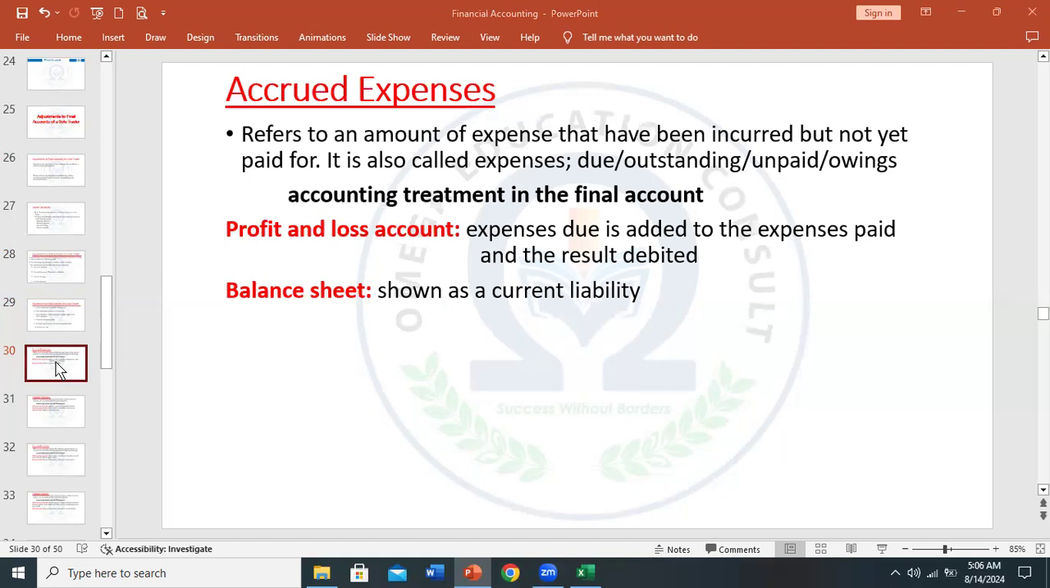Yes, please. Accrued expenses refers to an amount of expense that has been incurred but not yet paid for. It is also called expenses due or outstanding or unpaid or owings. Accounting treatment in the final account. Profit and loss account: expenses due is added to the expenses paid and the result debited. Balance sheet: shown as a current liability. Thank you very much, Professor.